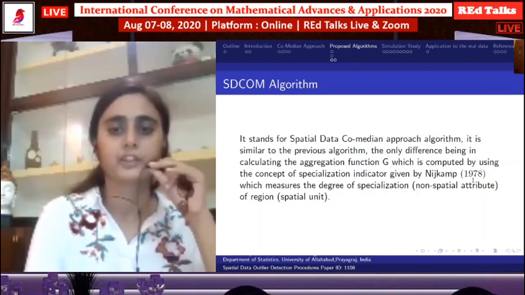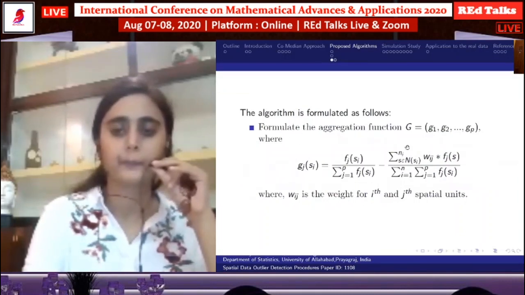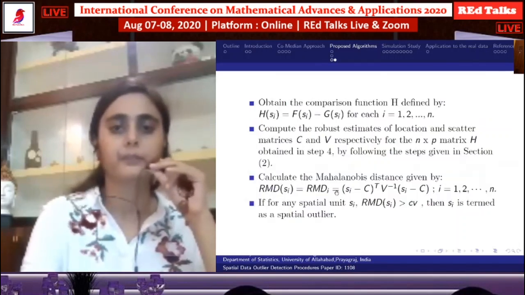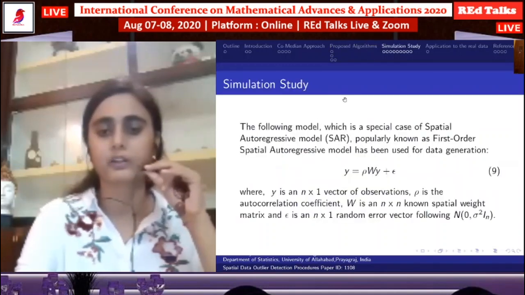Here is the aggregation function. It is calculated like this. And the rest of the steps are similar, so it could be followed up. Thereafter, a simulation study is considered for the evaluation of the proposed algorithms.